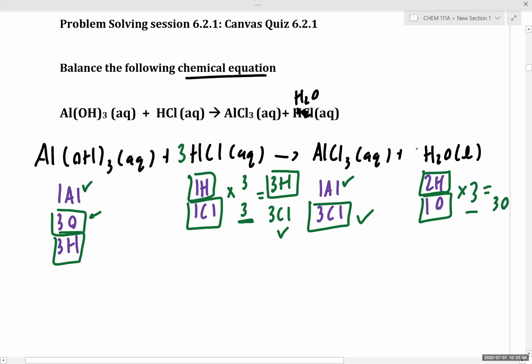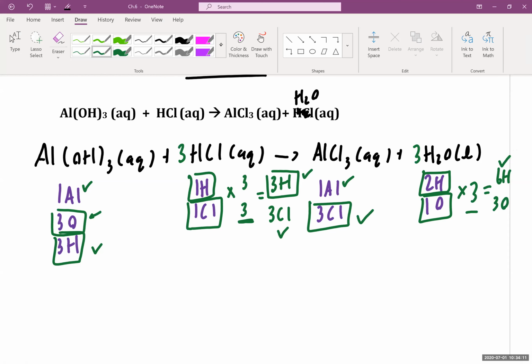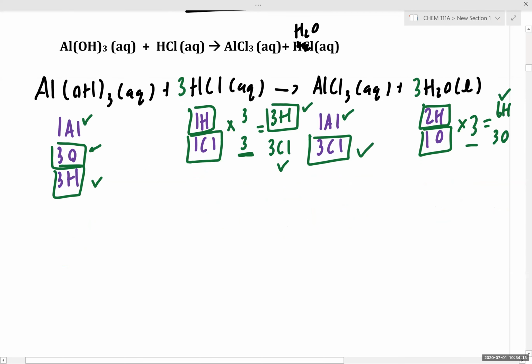So plugging in our coefficient of 3, we now have 6 hydrogens and 3 oxygens. 6 hydrogens on the left, 6 hydrogens on the right. Everything looks balanced to me. Just to check, I'm going to rewrite my equation, and I'm going to check that I have the same number of atoms of each element on each side of my chemical equation.